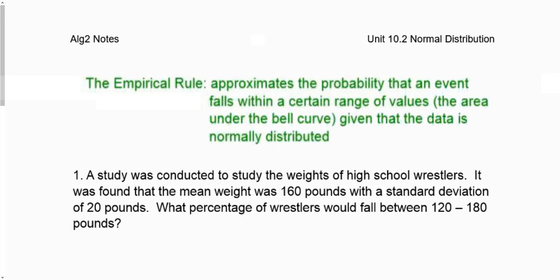And there's something, it's called the empirical rule. Are those tests? Sweet. Thank you, sir.